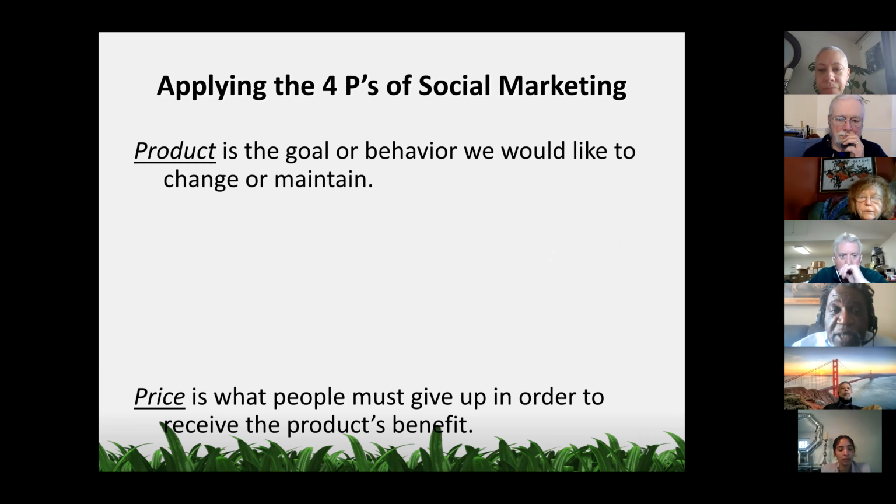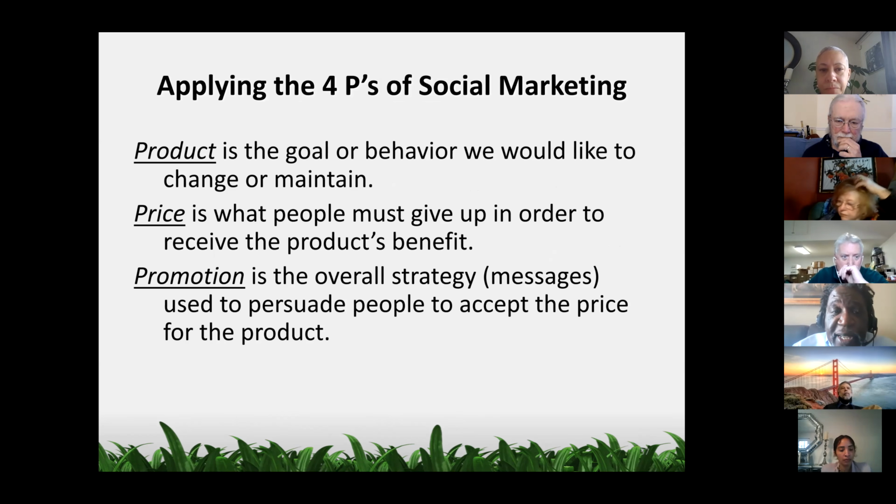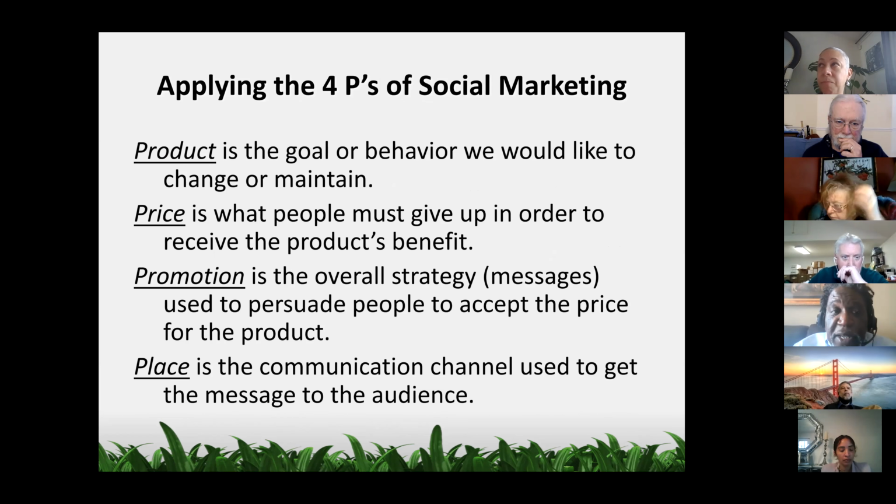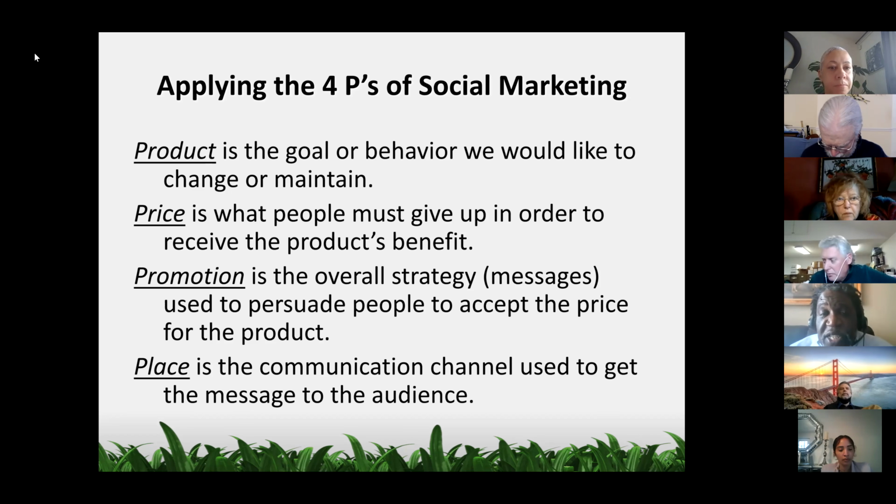But when you talk about social marketing campaigns, it's the four P's, as with anything in marketing. It's all about product. What's the product? What's the goal of the behavior you'd like to see change? What's the price? What people must give up in order to receive the benefits of doing what they say they're going to do. What's going to be the price for me to give up tobacco smoking and using marijuana? What's the benefit?